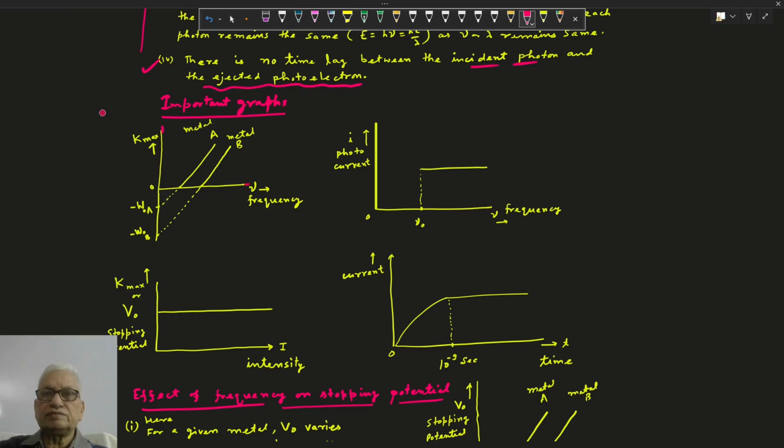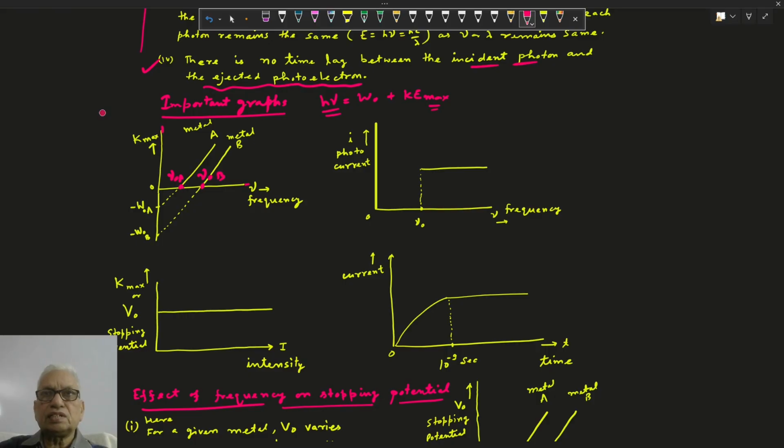By this equation we can say h nu equals work function plus maximum kinetic energy. So frequency and maximum kinetic energy are directly proportional, and below this x-axis no graph exists. The reason is that this is the threshold frequency for A, and this is the threshold frequency for B. If the frequency is less than the threshold, there is no ejection, so this graph does not exist at all. We have deliberately extended this graph, so here we are getting the work function.